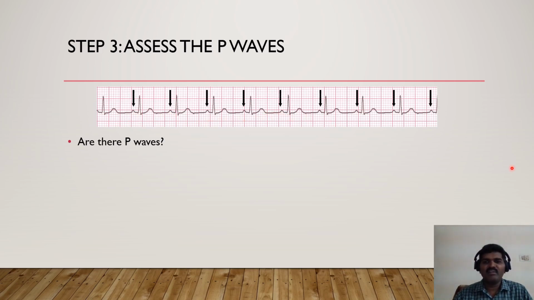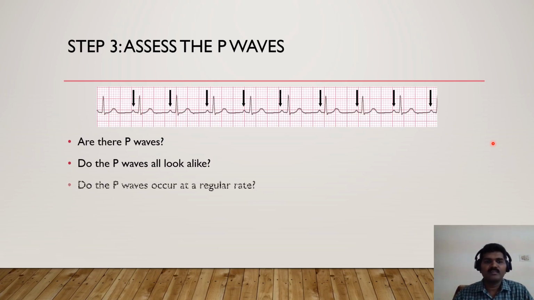If the P wave is present, that means the impulse is originating from the SA node. If all the impulses are originating from the SA node, all the P waves should look morphologically similar, with similar height and similar width. Or the P waves can be originating from different foci in the atria, as in multifocal atrial tachycardia, wherein you see different morphologies of P waves.